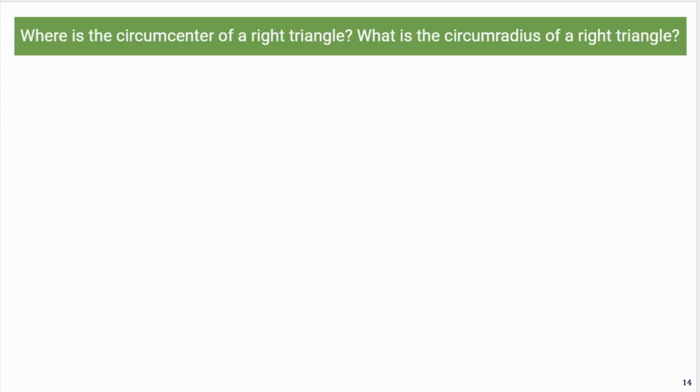Okay, if no questions, let's consider another question. What is the circumcenter of a right triangle? What is the circumradius of a right triangle? So if we consider a right triangle here, let's call it XYZ. If we draw a few right triangles and their perpendicular bisectors, we will begin to suspect that the midpoint of the hypotenuse is the circumcenter, right? Probably somewhere here. So we can actually prove this.